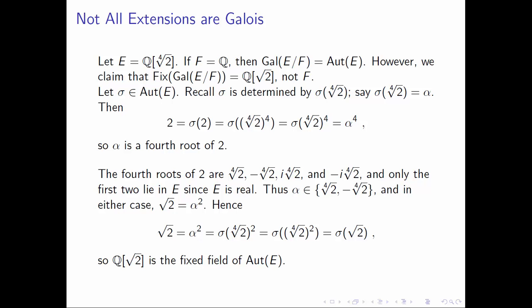So altogether, just to summarize, what we've shown is that Q adjoin the square root of 2 is the fixed field of the Galois group of E over Q, and so we didn't get Q back as the answer when Q was put into fix of Gal of E over F for F, and so this is an extension that is not a Galois field extension.